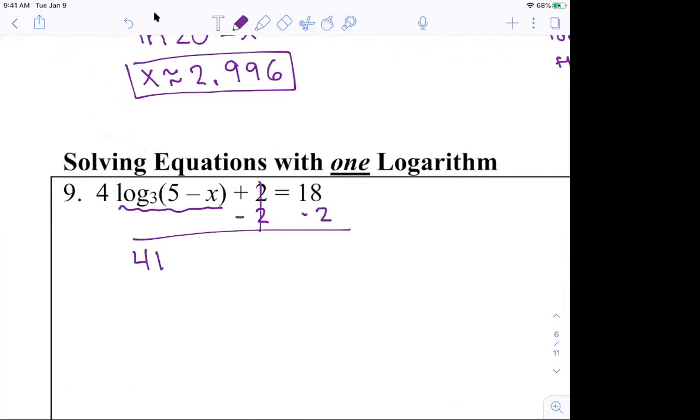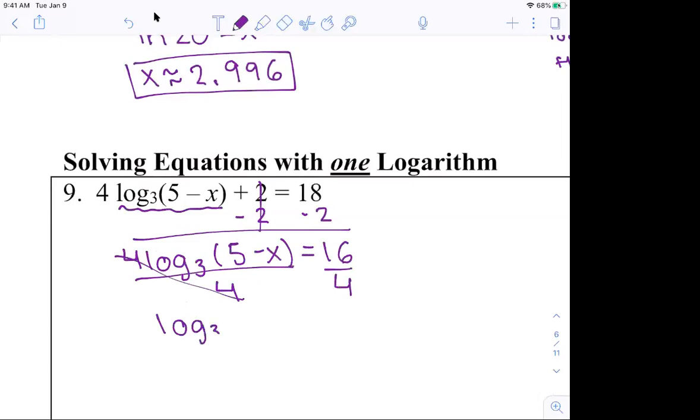That's going to give me 4 log base 3 equals 16. And I'm going to divide both sides by 4. So I've got log, whoa, I lost my x. Hold on there. I did not write down part of my equation. There we go. So 4 log base 3 of 5 minus x, I forgot my 5 minus x, equals 16. Divide both sides by 4. So we've got log base 3 of 5 minus x equals 16 divided by 4, which is 4.